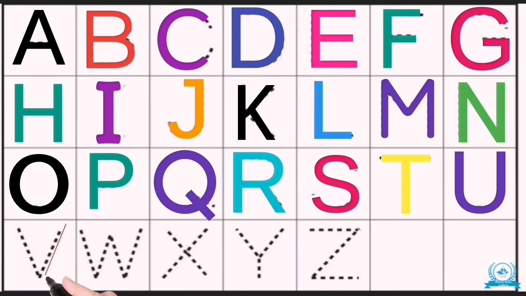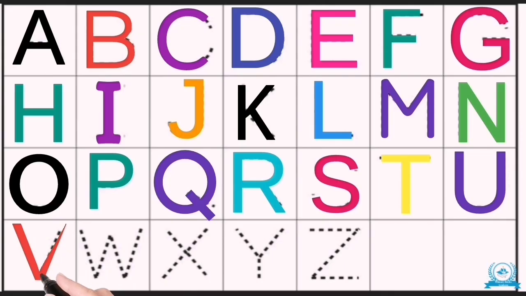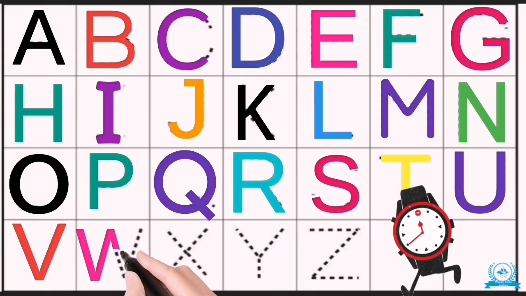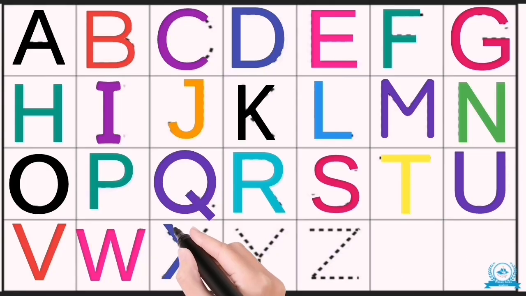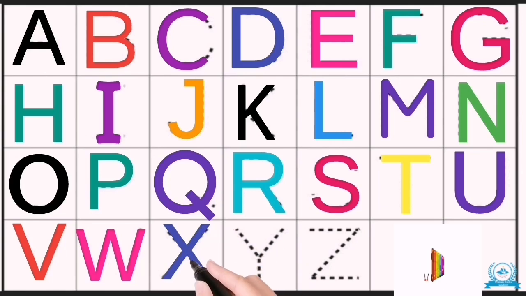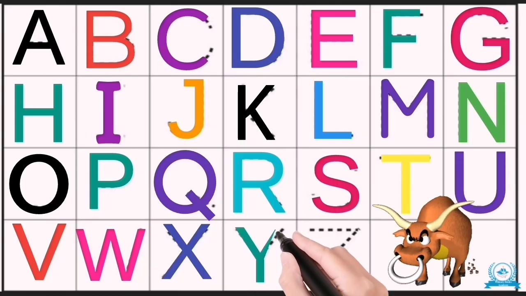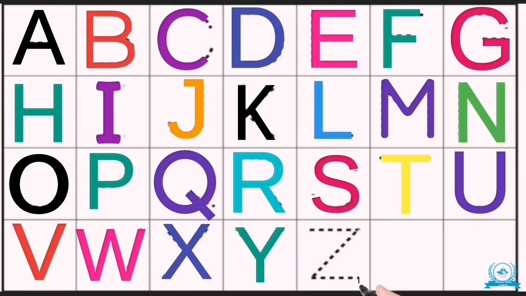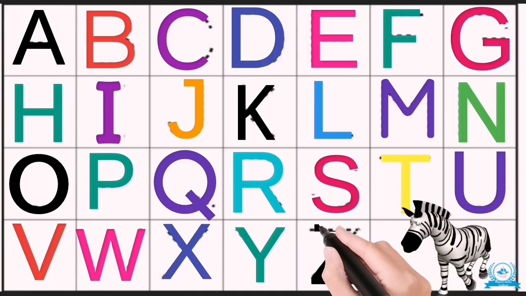V. V for van. W. W for watch. X. X for xylophone. Y. Y for yak. Z. Z for zebra.